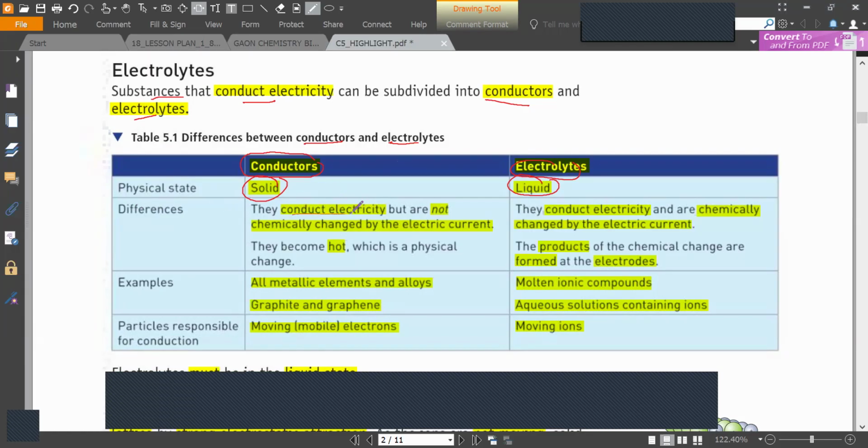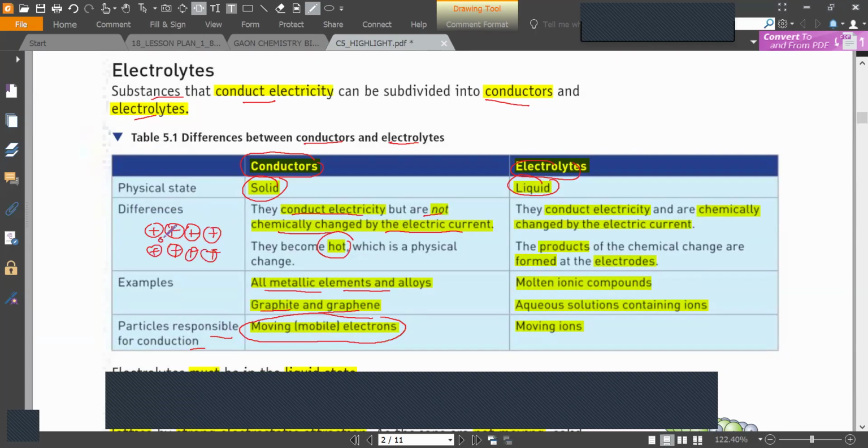Conductors can conduct electricity but are not chemically changed by the electric current, so they do not take part in the chemical reaction. They become hot. Examples of conductors are all metallic elements and alloys, including graphite and graphene. The particles responsible for conduction are the free electrons. So this is the metal.